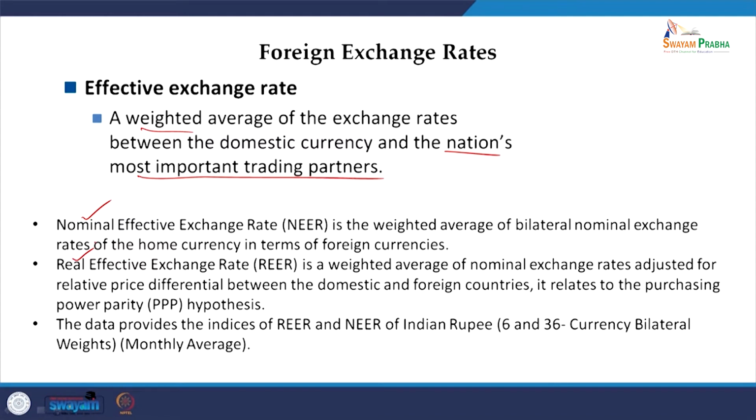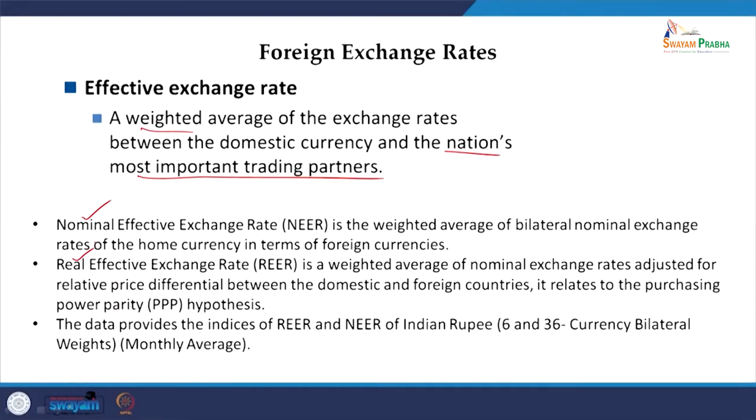Whenever we simply take the bilateral rate between the foreign currency and the home currency, the simple dollar-rupee rate, it is called the nominal exchange rate. Effective, because we have taken the weighted average of some of the currencies. But now, in case of real, we have to adjust with inflation.